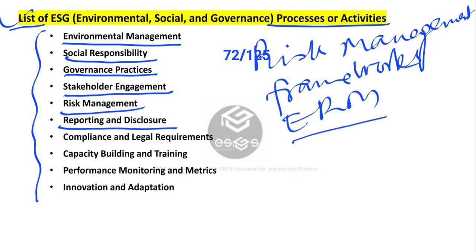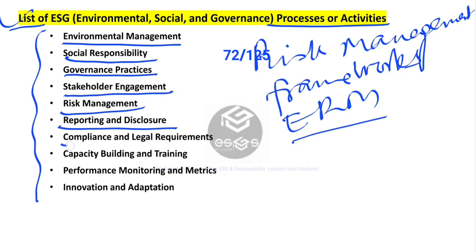Next comes reporting and disclosures. In this process, we have certain activities called ESG data collection, management, ESG reporting framework selection and disclosing the information as per those selected frameworks, external assurance and validation of ESG disclosures, and also integrated reporting like combining financial and ESG information, and also we can call non-financial information.